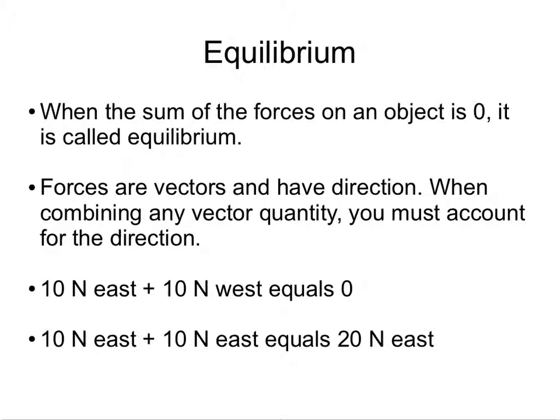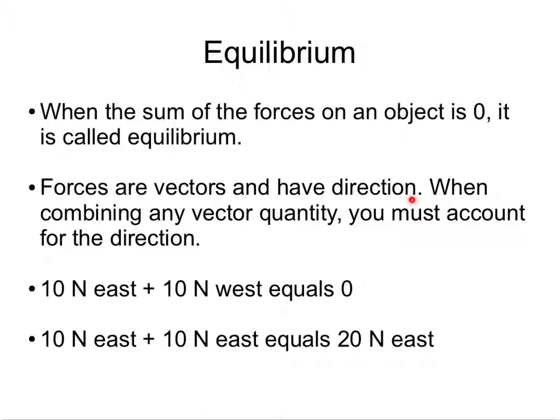Now, the other thing that's very important about that law is this notion that the sum of the net forces is zero. First of all, a little vocabulary. When the sum of the net forces on an object is zero, we call that equilibrium. We say that the object is in equilibrium. What does this mean when the net forces are zero? Forces are vector quantities, and vector quantities always have direction, and you have to take their direction into account when you combine vectors.